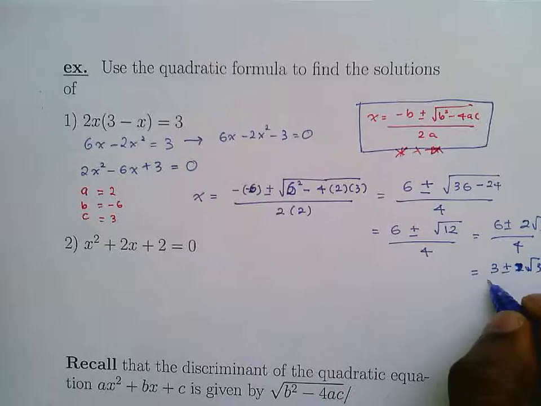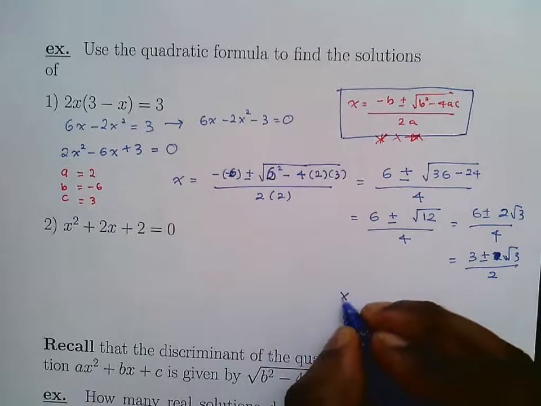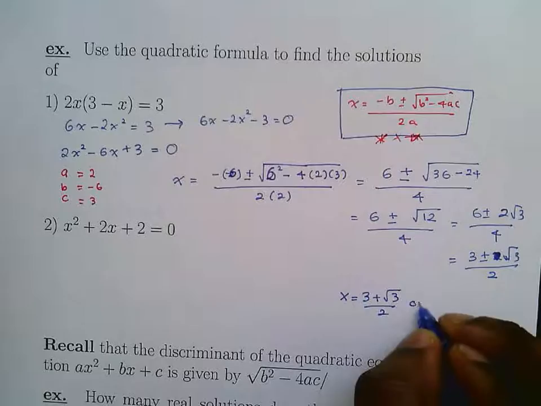So if you want to write it as two different answers, you get x equals 3 plus square root of 3 over 2, or x equals 3 minus square root of 3 over 2.